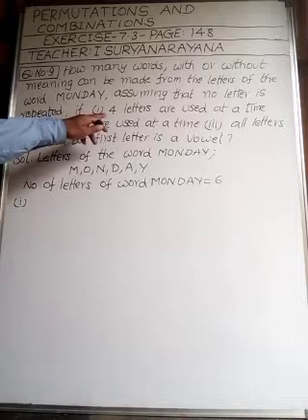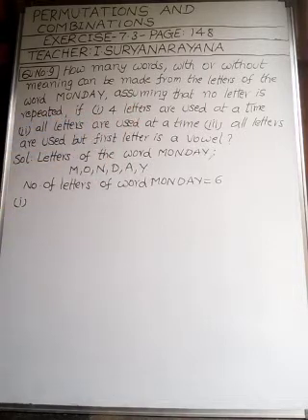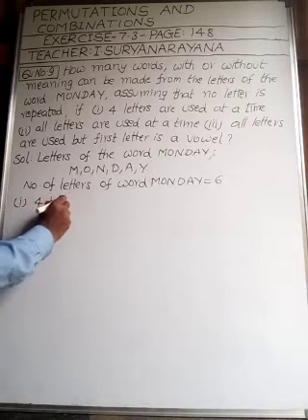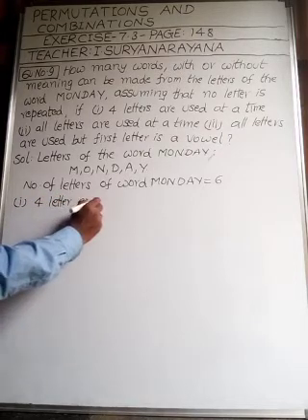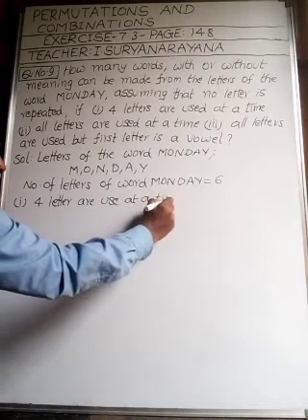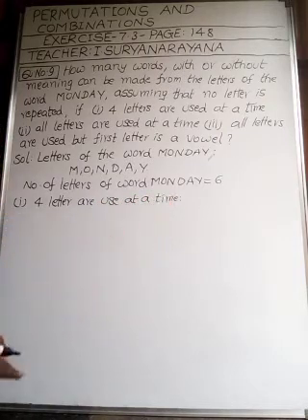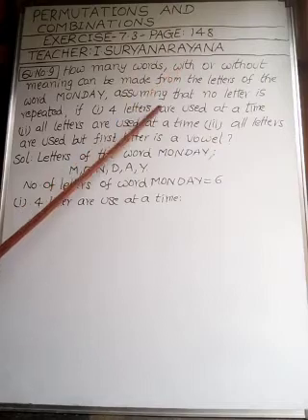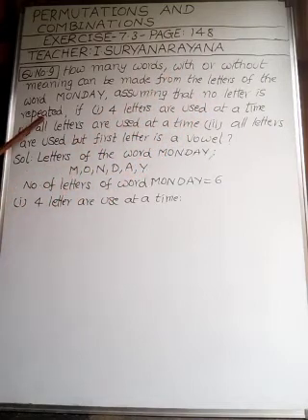What is given here? 4 letters are to be used at a time. 4 letters are used at a time. Means a 4-letter word should be made by assuming that no letter is repeated. Understood this point, my children?